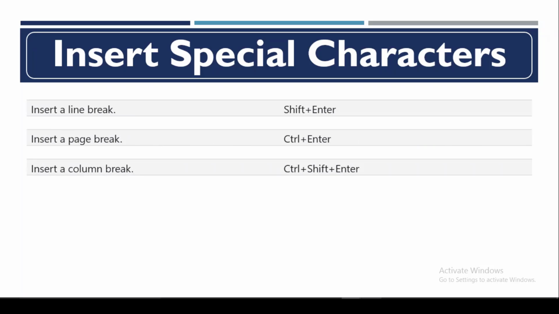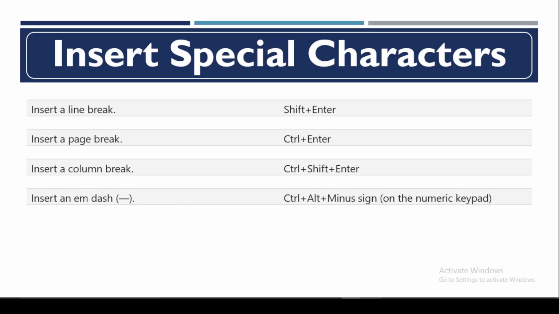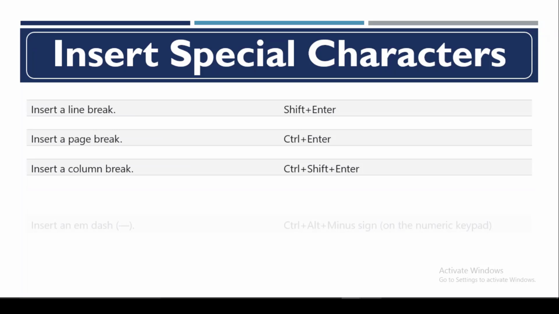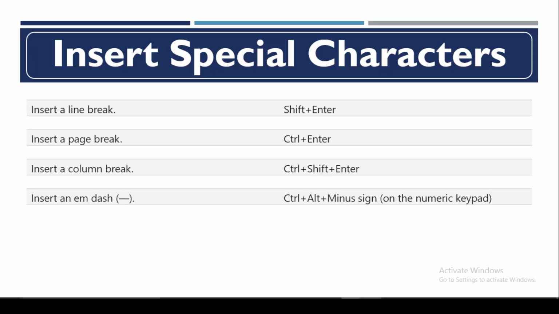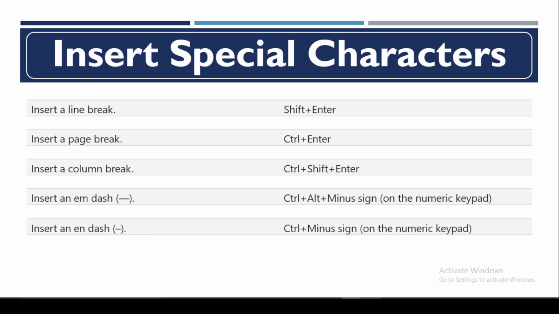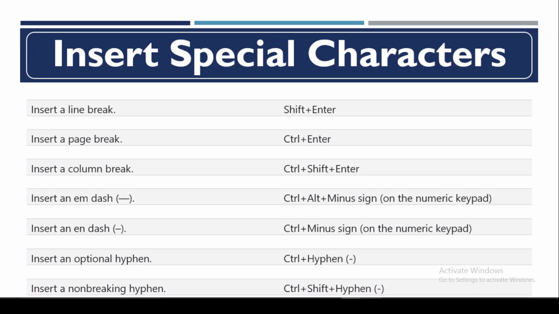Control plus Enter, insert a column break. Control plus Shift plus Enter, insert an M dash. Control plus Alt plus minus sign, insert an N dash. Control plus minus sign, insert an optional hyphen. Control plus hyphen, insert a non-breaking hyphen. Control plus Shift plus hyphen, insert a non-breaking space.